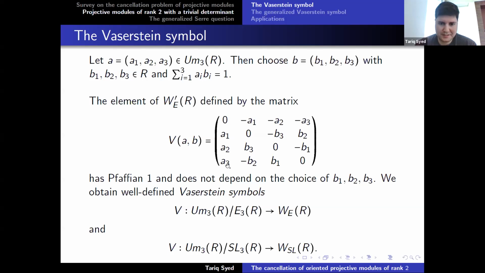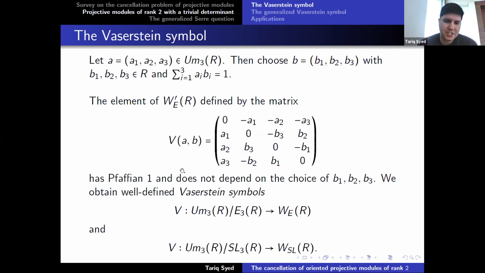Yeah, just defined like this. It's obviously skew symmetric. The diagonal entries are 0, so that's actually enough to conclude that it is alternating. And there's a very concrete formula for the Pfaffian of such a matrix, and the Pfaffian is just this sum. So by choice of these coefficients B1, B2, B3, the Pfaffian is 1.